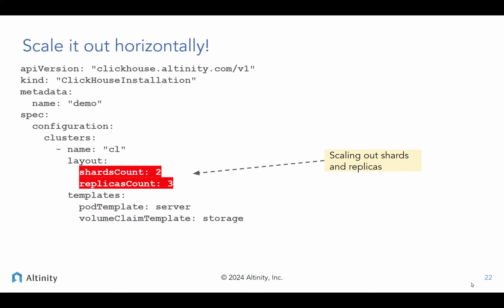The operator will see it and will try provisioning, scheduling new pods that will in turn trigger provisioning new EC2 instances and new volumes and so on and so forth. This process again takes not too much time, probably 10 minutes, and you have a bigger cluster. Of course, your new shards don't have any data, but replicas will. It will replicate automatically.